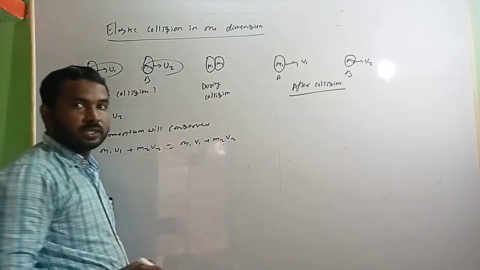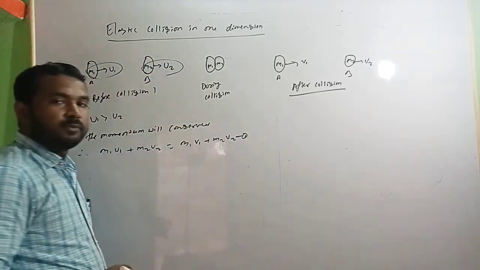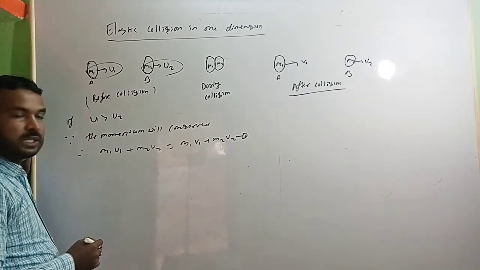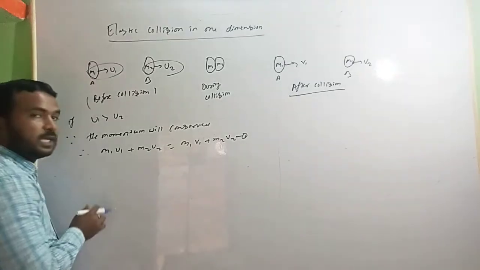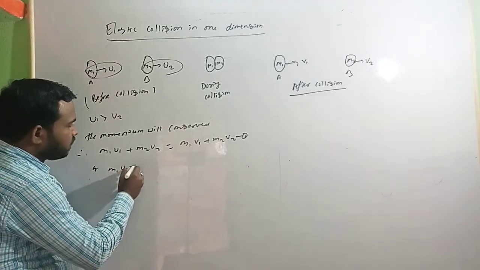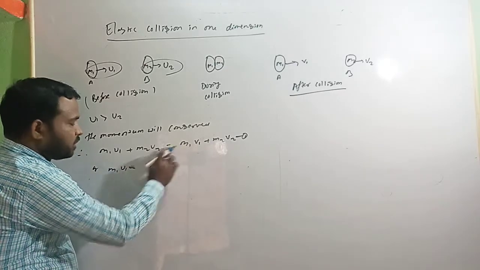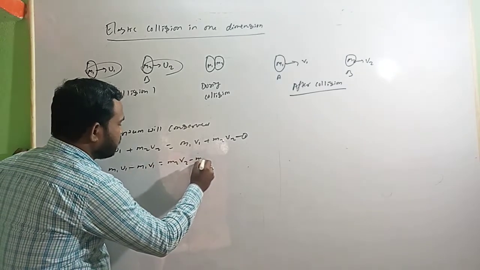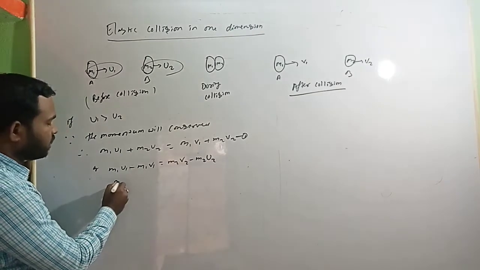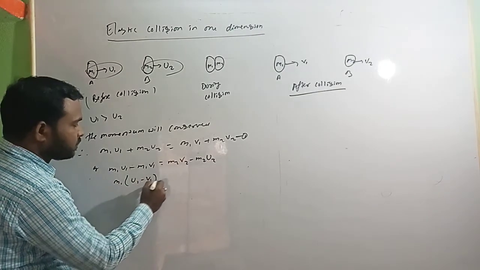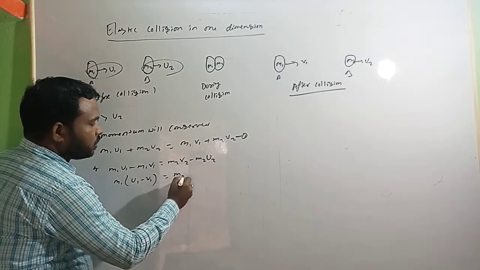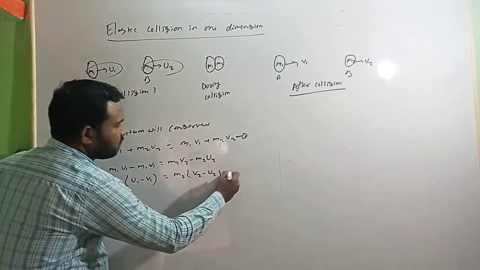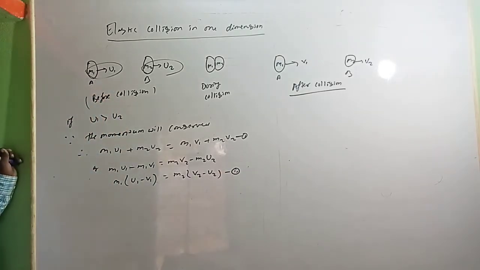Can we write here? Okay, this is equation first. Now students, you know that kinetic energy is also conserved. Rearranging, you can write m1 u1 minus m1 v1 equal to m2 v2 minus m2 u2. Now take m1 common, so here will be u1 minus v1, and here take m2 common, so v2 minus u2. This is equation second. Okay, very good.